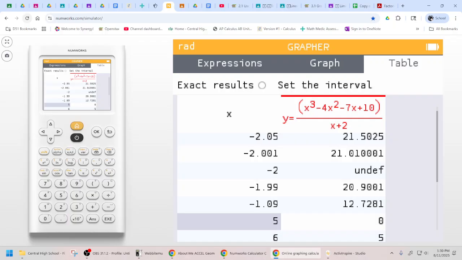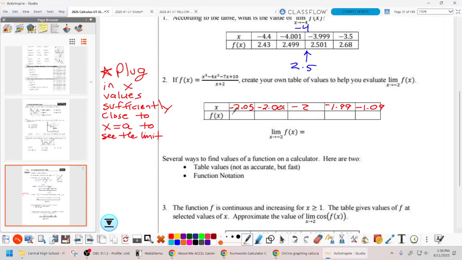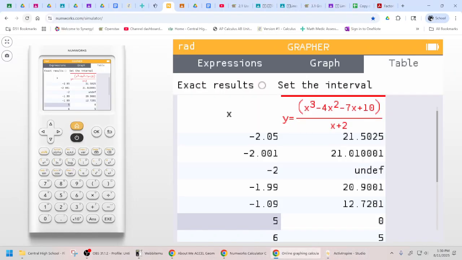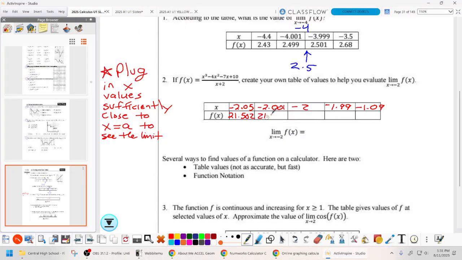Okay. Well, let's go write these values in. Do you have them in your NumWorks? Okay, I just want you to tell me them so I can write them in. Devin, I'm coming back to you, so make sure you got this. Go. 21.502. Okay. Negative 3.001. Something happened there. I didn't do negative. Oh, okay. Negative 2 point. Okay. And then 21.01. Okay, and then this is undefined. And 20.900 and 12.728.